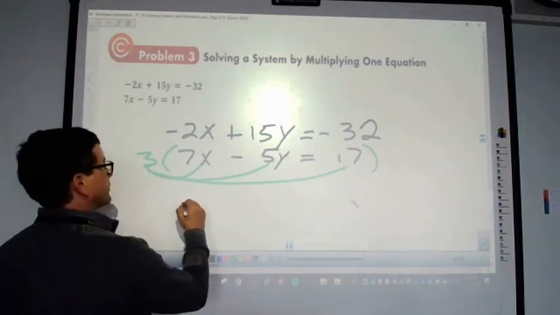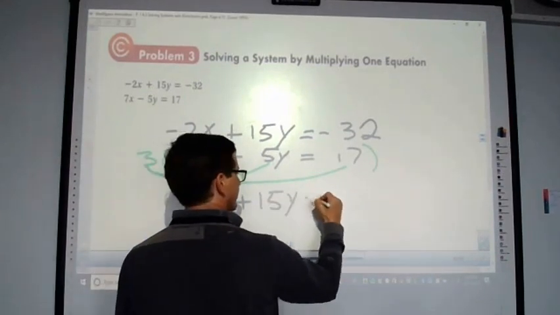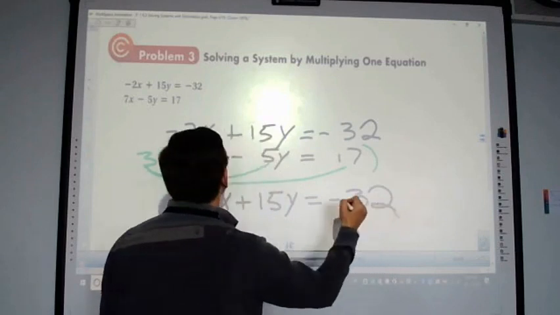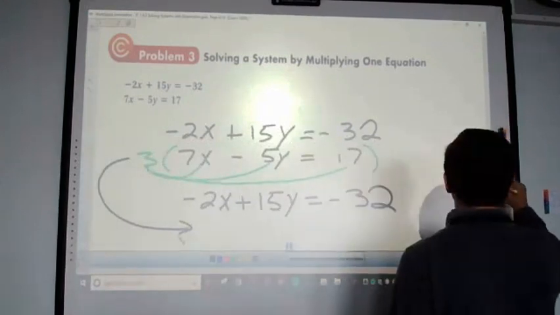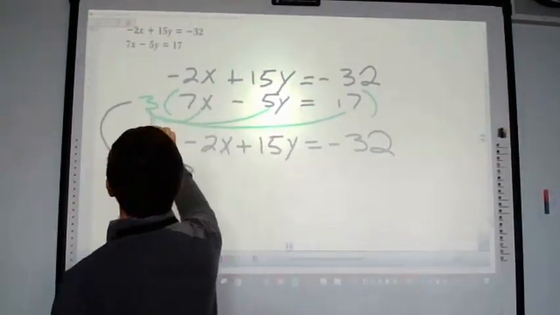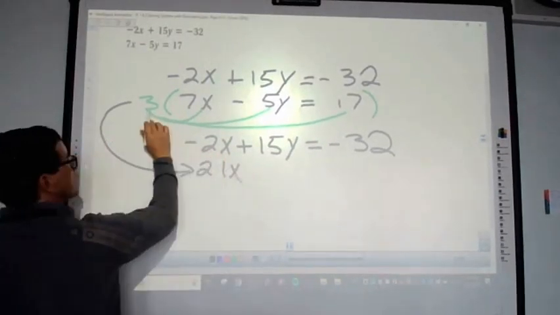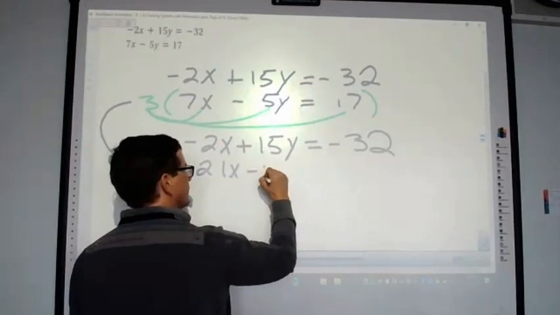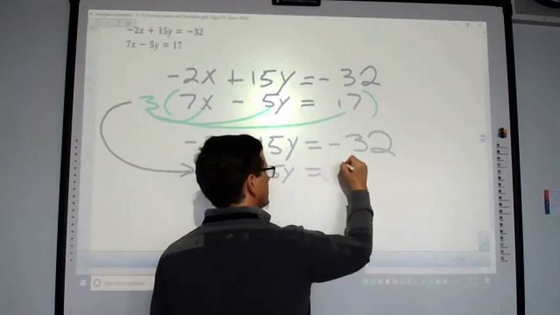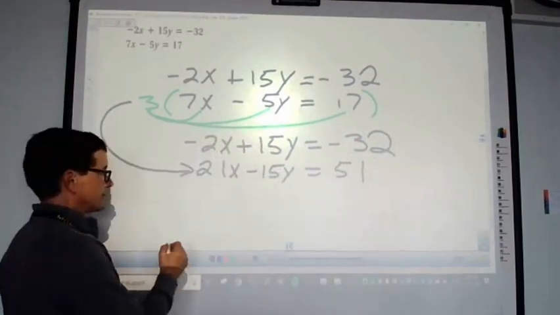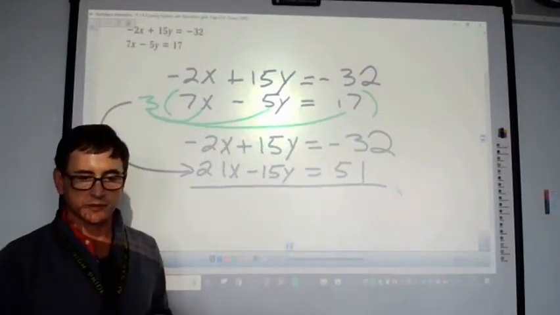So just please don't be lazy. Rewrite the top equation first. And then we're going to rewrite that bottom equation down here. So I do 3 times 7, which is 21x. 3 times negative 5 is negative 15y. And then 3 times 17 is 51. And then you combine like terms vertically.